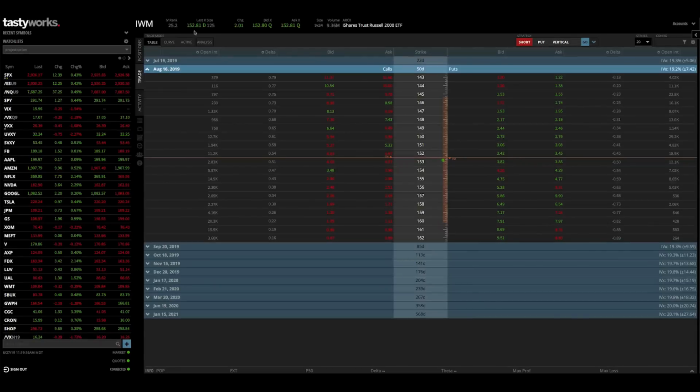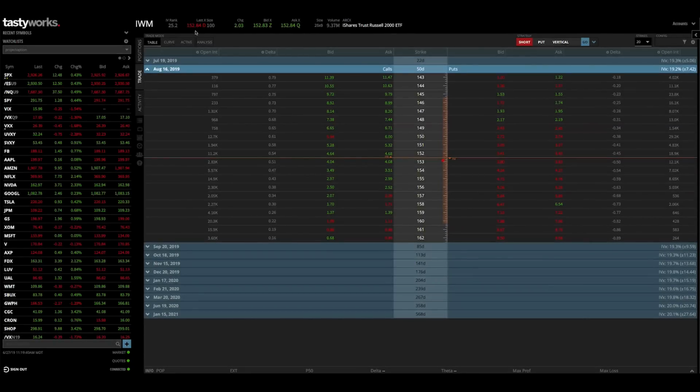Using IWM as we did in the previous examples, let's go over the most common ways to set up credit spreads, which is essentially either selling an at-the-money option and buying an out-of-the-money option, which would be selling an at-the-money credit spread, so to speak, or selling an out-of-the-money option and then purchasing an even further out-of-the-money option, which would be selling an out-of-the-money vertical spread.